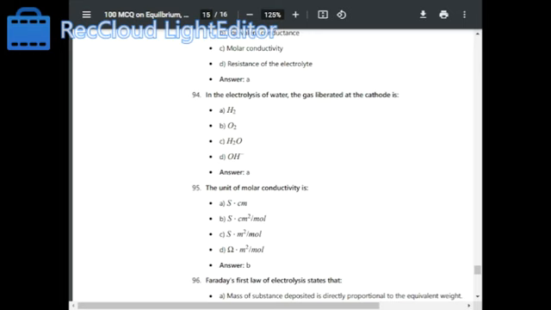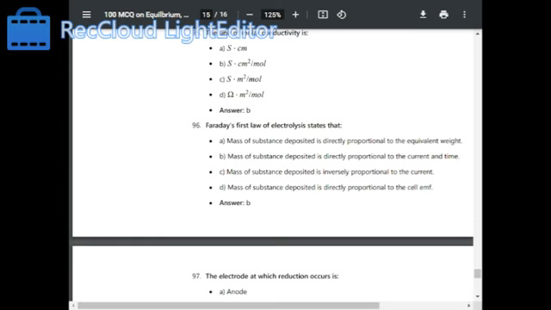Question number 95. The unit of molar conductivity is: option A Siemens into centimeter, option B Siemens into centimeter square per mole, option C Siemens into meter square per mole, option D ohm into meter square per mole. The correct answer is B, Siemens into centimeter square per mole.